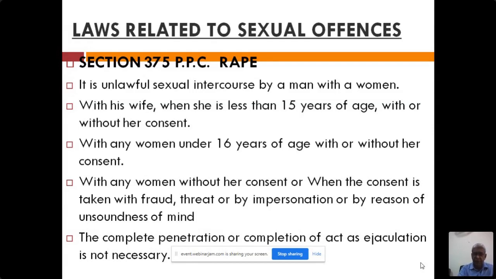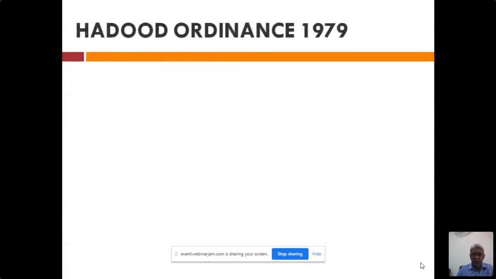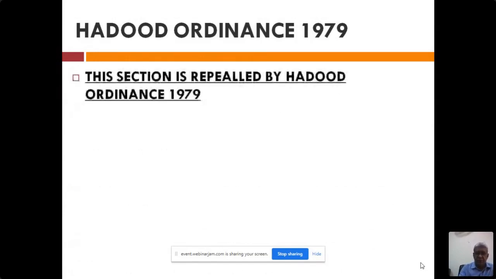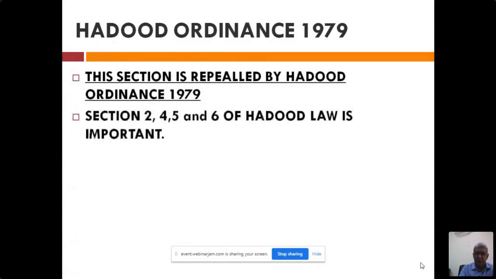This section of law dealing with the rape, up to the era of 1979, when General Ziaul Haq made some amendments and he brought the Hudud Ordinance, which is said to be 1979. It has different sections. These sections, which are most important with the medical persons, are section 2, section 4, section 5, and section 6.